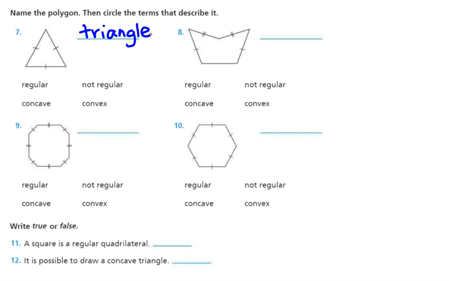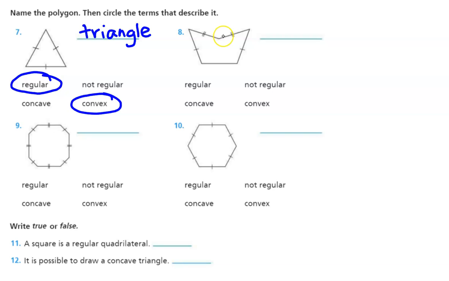And then it wants to know if it's regular or not regular, and if it's concave or convex. Remember, concave means it's caved in on itself. Convex means it hasn't. Vex means no. So are all of my sides the same, or are all of my sides not the same? Well, these little lines tell me that all of my sides are exactly the same. So that would be regular. And then it does not cave in on itself, so we would call this convex.